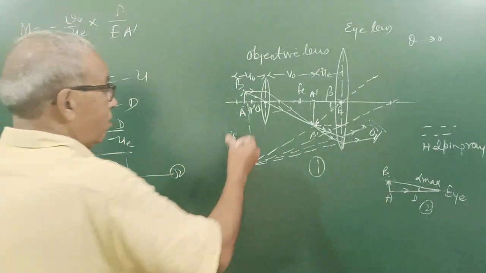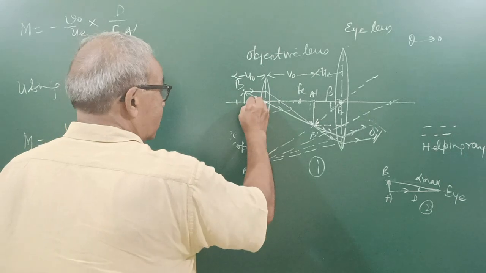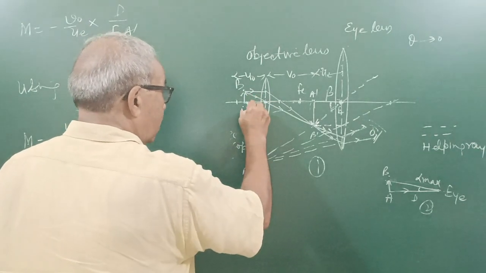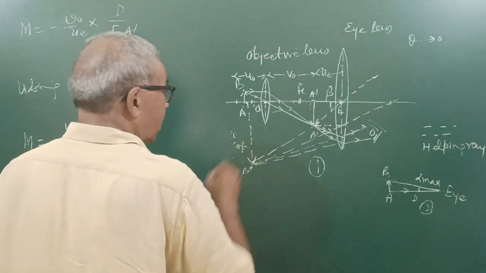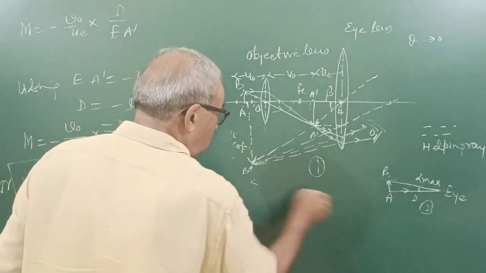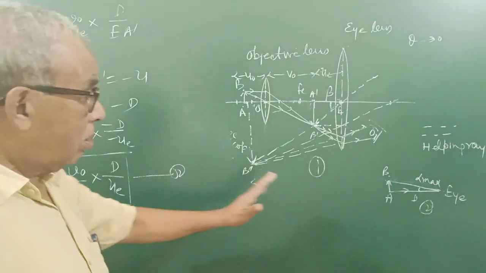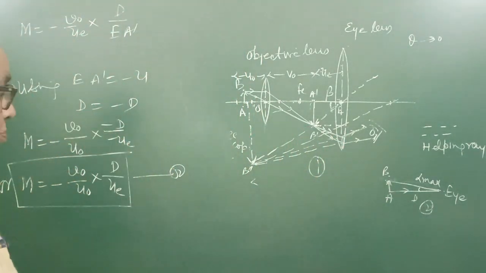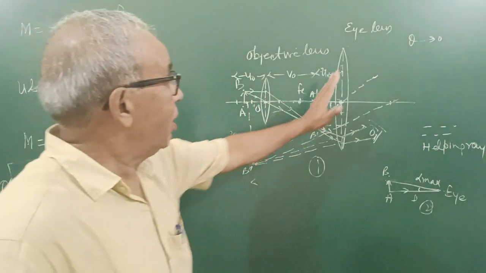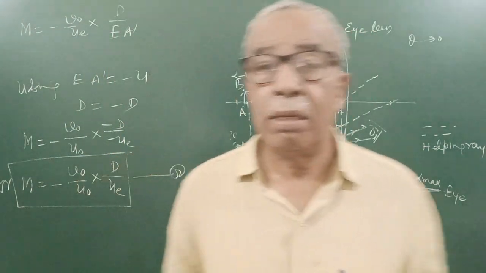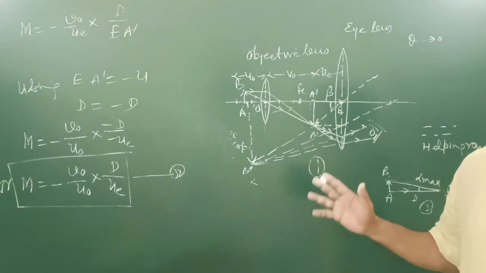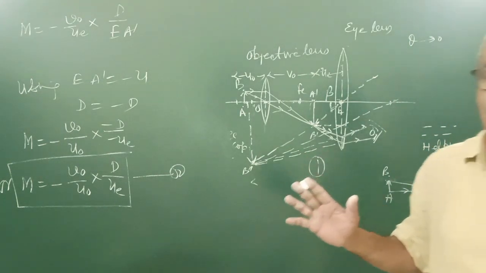What I said, that image A double dash B double dash, this image will be a dotted line here. In almost maximum books, it is shown at D here. No, it may be anywhere between infinity and D. Image formed by the eye lens may lie anywhere between infinity and D.